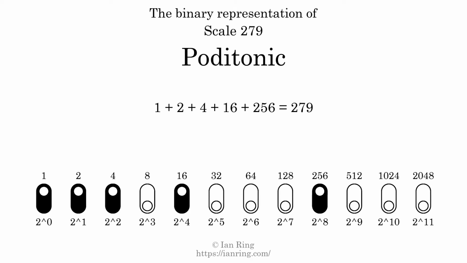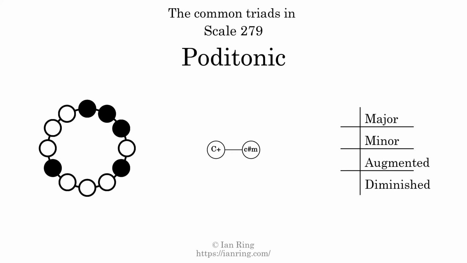The scale number not only enumerates the scale with a unique index, but it also literally describes the tonal content of the scale. Represented as a binary number in base 2, the scale number is 0001000101111. Here are the common triads present in this scale.